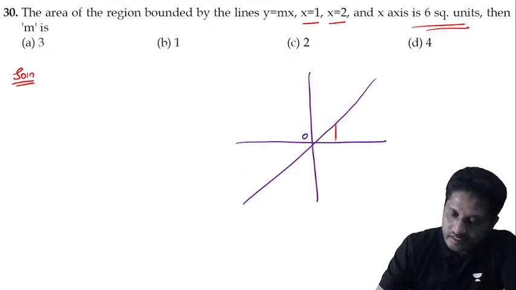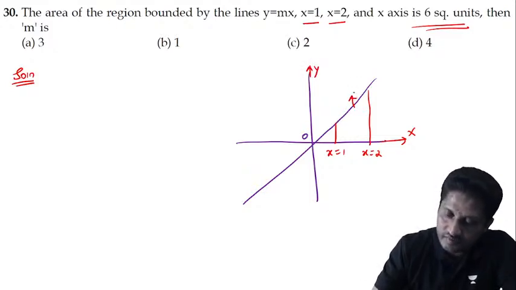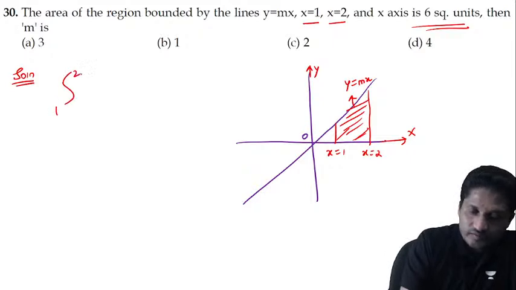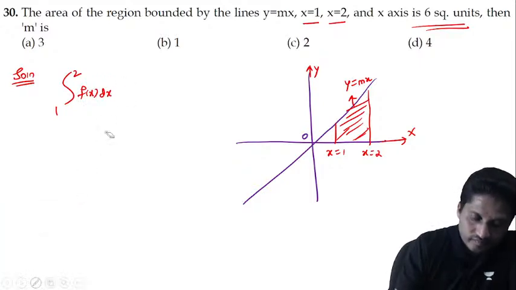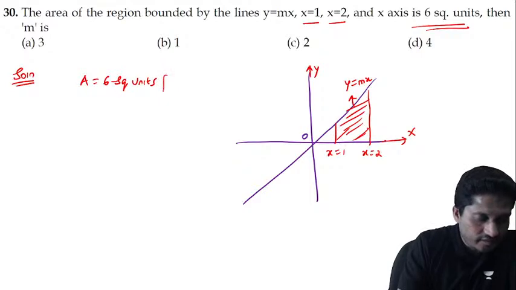Now, according to the question, x is equal to 1 and x is equal to 2. Right? X is equal to 1, x is equal to 2. This line is y is equal to mx. This area is given as 6 square units. So, according to the question, 1 to 2, f of x dx is equal to 6 square units. Area is equal to 6 square units. Right? This is given.